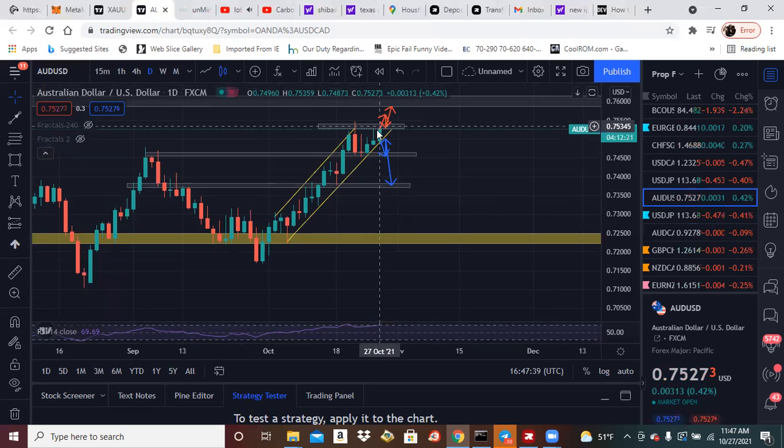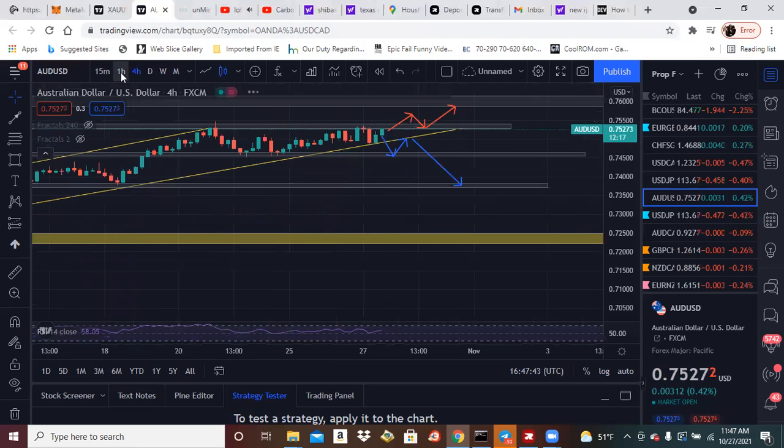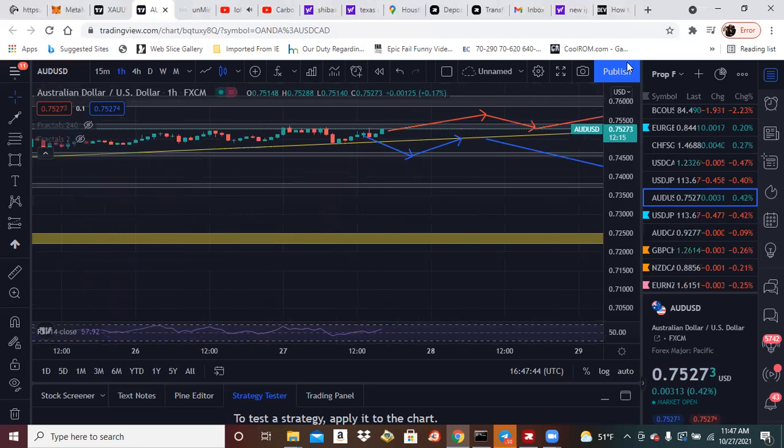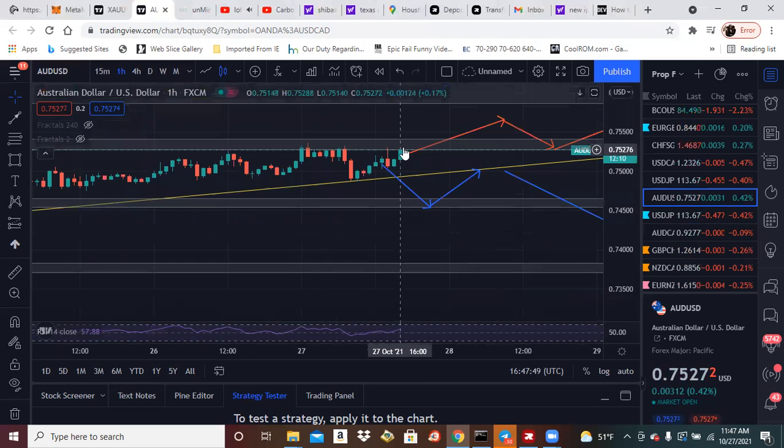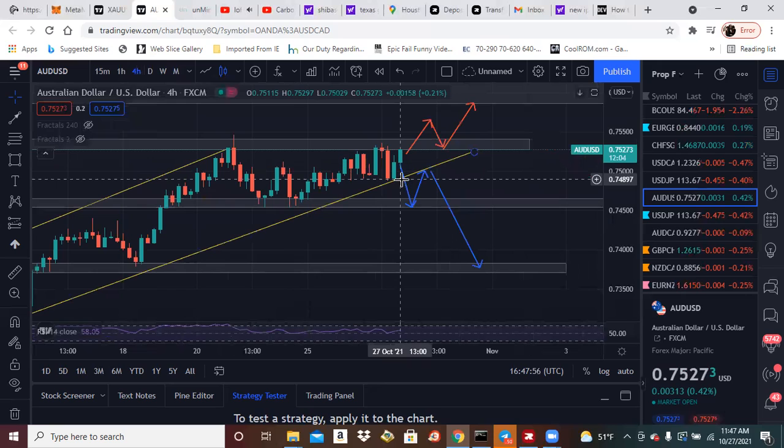But if it doesn't break this on the daily and we go down to the H4 or the hour and we're seeing bearish behavior on the hour, or let's say we start seeing a double top right here, or the best thing for me, a break of this trend line with a bearish candle and then a retest, then we know it's going to come down and drop.